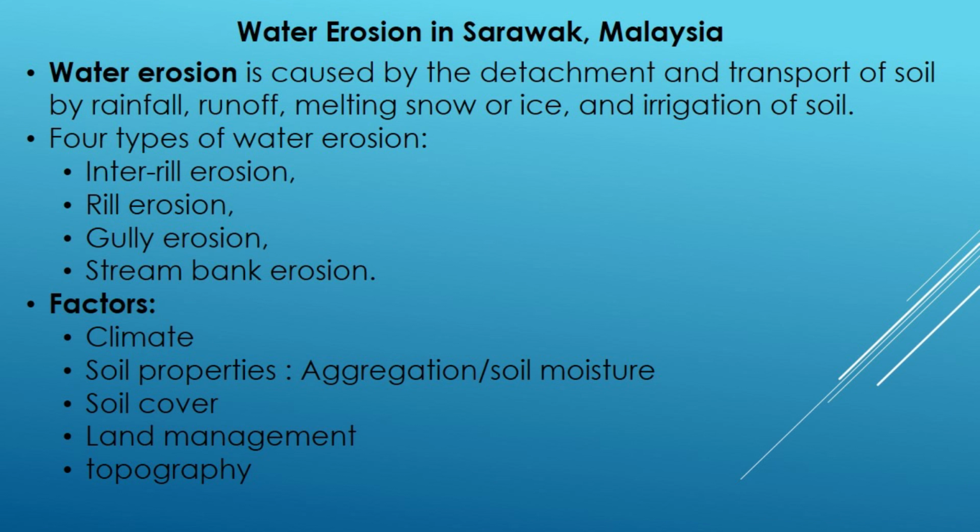Water erosion is caused by detachment and transportation of soil by rainfall, runoff, melting of snow or ice, and irrigation. There are also five factors that can affect water erosion: climate, soil properties, soil cover, land management, and topography.